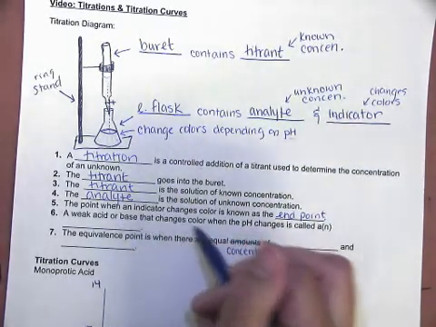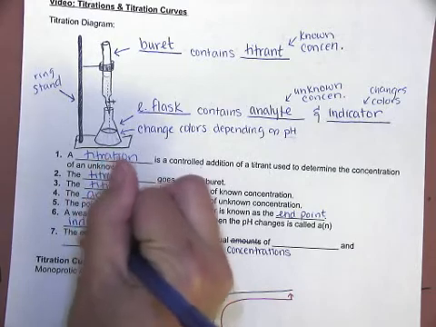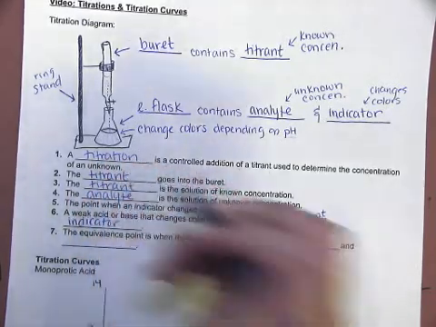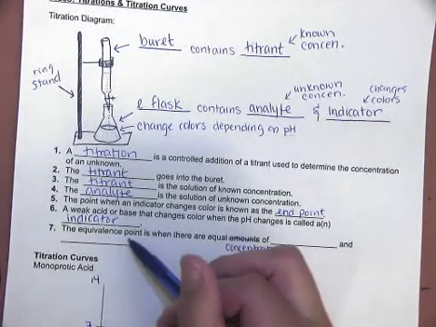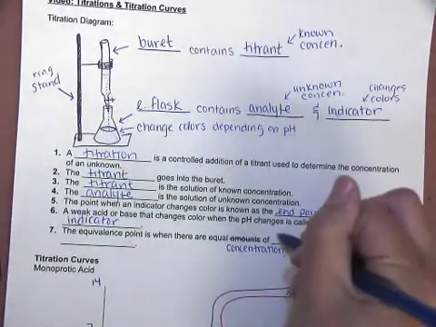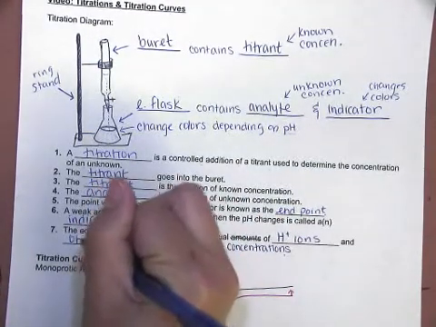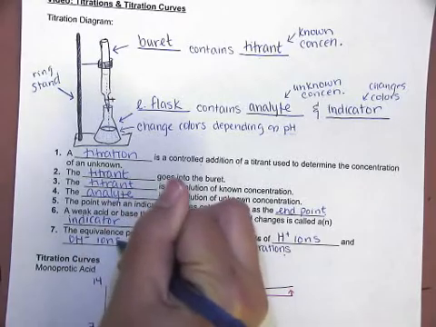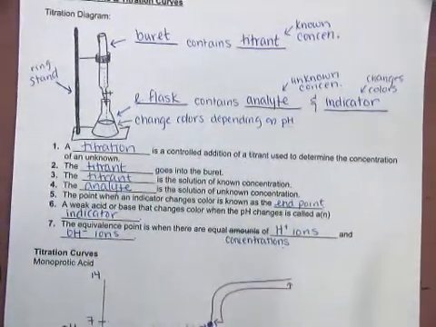A weak acid or base that changes colors when the pH changes is called an indicator. And we know that we're done. The equivalence point is when there are equal concentrations of hydrogen ions and hydroxide ions. And we will do a version of this.